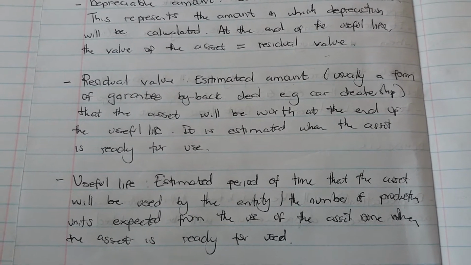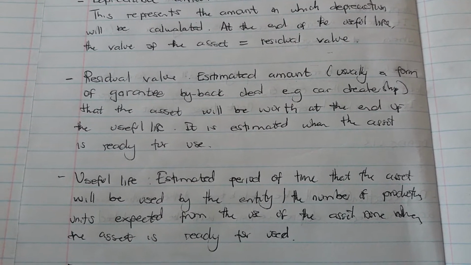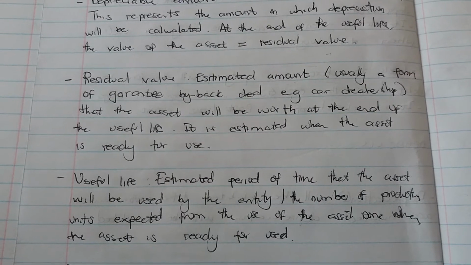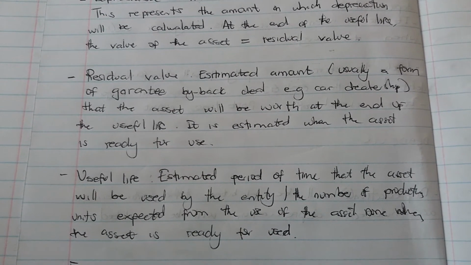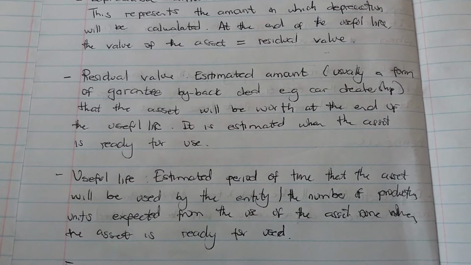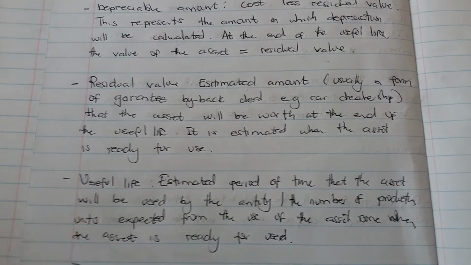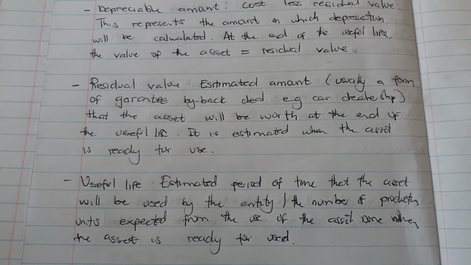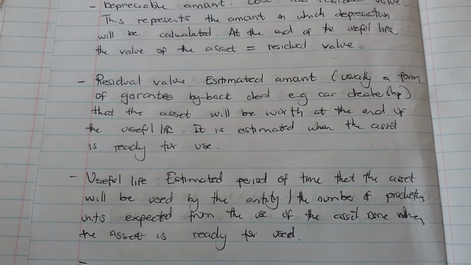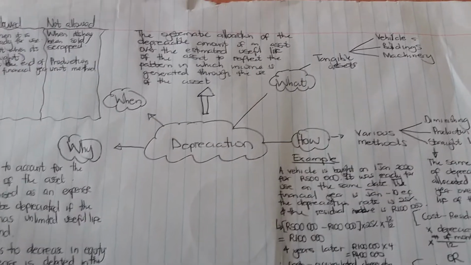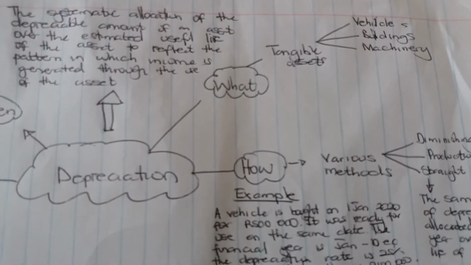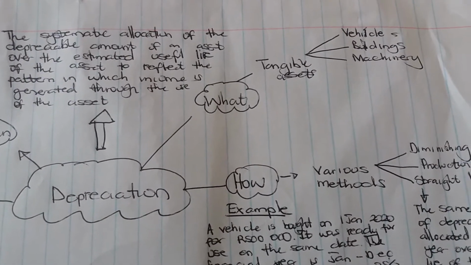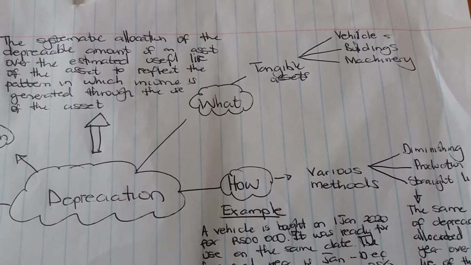Useful life: the estimated period of time that the asset will be used by the entity, or the number of production units expected from the use of an asset when the entity is using the production unit method, and this is estimated when the asset is ready for use. What can be depreciated? Tangible assets, namely vehicles, buildings, and machinery.